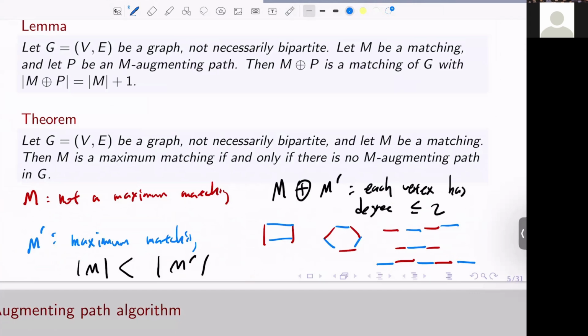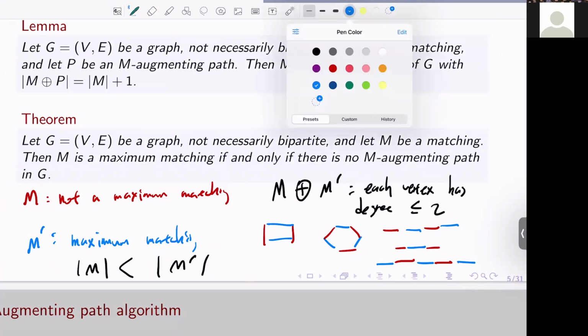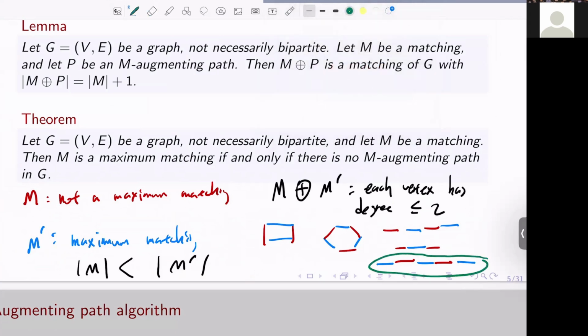But you must have a path that has more edges in M prime than M. That's because if you look at a cycle, the number of blue edges and the number of red edges are equal, right? But we know that the number of edges in M prime is greater than the number of edges in M. So you have to somehow have more edges in blue. And the only way of having more edges in M prime, or blue, has to be with this path that has more blue edges.